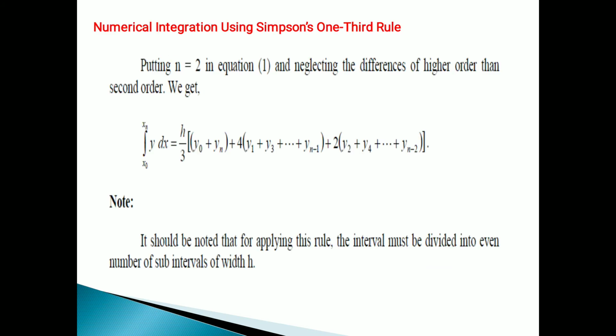Similarly, numerical integration using Simpson's one-third rule. When we put n is equal to 2 in equation 1, that is in the equation of Newton's Cotes quadrature formula, and neglect the differences of higher order than second order, we get integration from x0 to xn y dx is equal to h upon 3 into [(y0 plus yn) plus 4 times (y1 plus y3 plus y5 plus and so on yn minus 1), means all odd values of y, plus 2 times (y2 plus y4 plus and so on yn minus 2), means 2 times the addition of all even values of y].